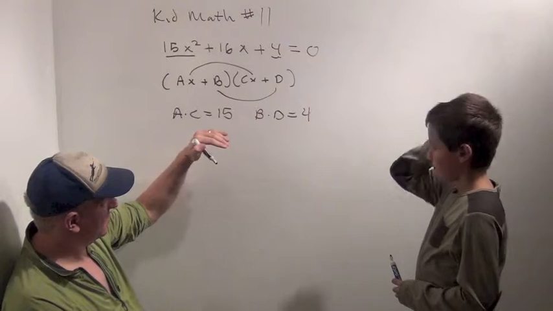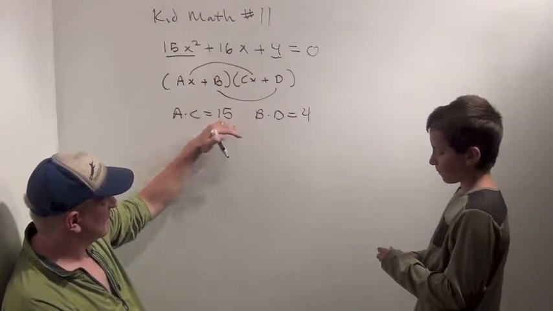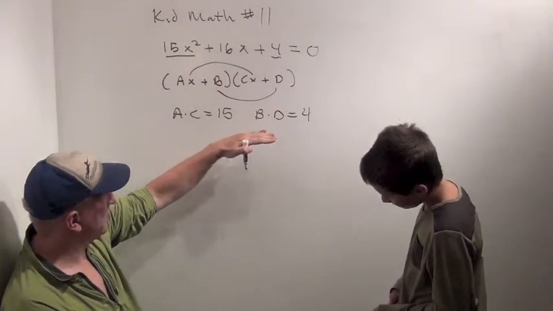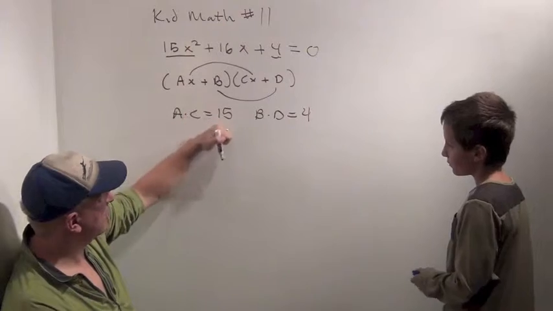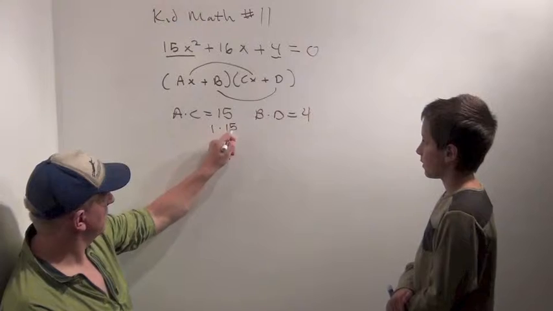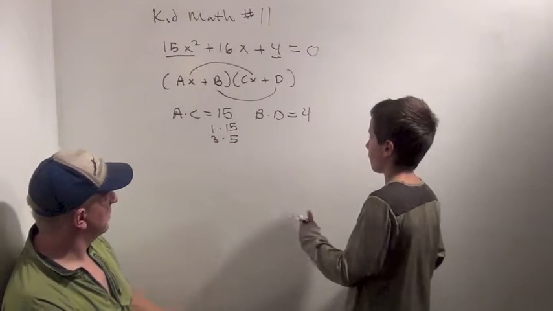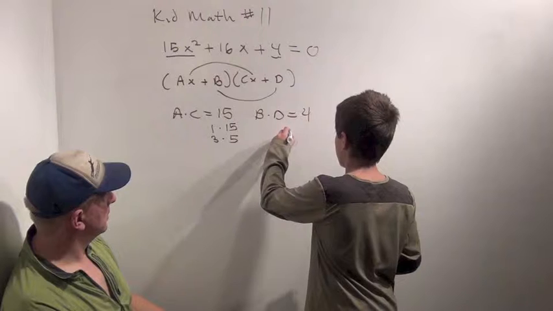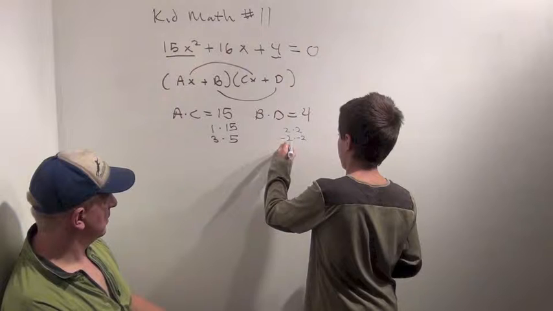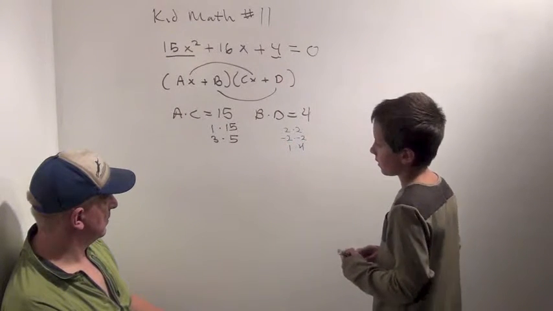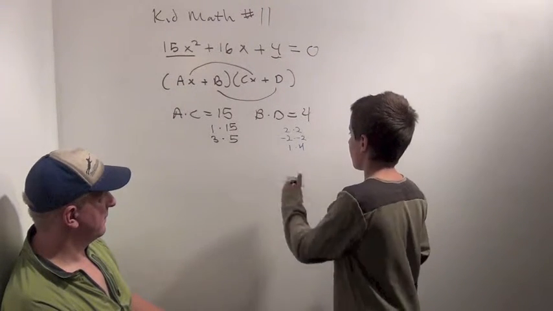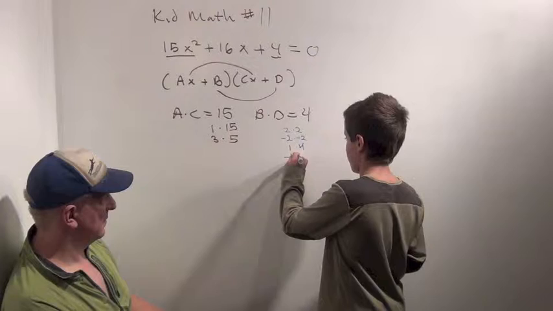Okay. And there's good news and bad news. There's not too many ways to get 15, and there's not too many ways to get 4, if this is going to factor over integers. Okay? How can we get 15? You can do 1 times 15 or 3 times 5. And for 4, we can do 2 times 2, minus 2 times minus 2, or 1 times 4. I think there's one more. Or minus 1 times minus 4.